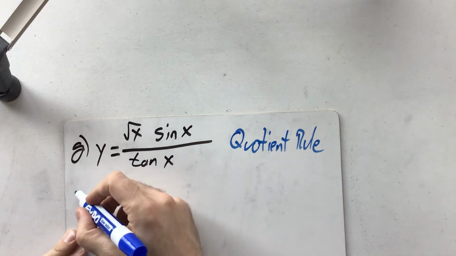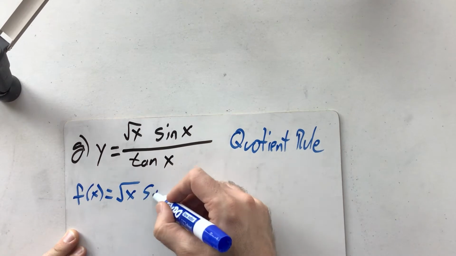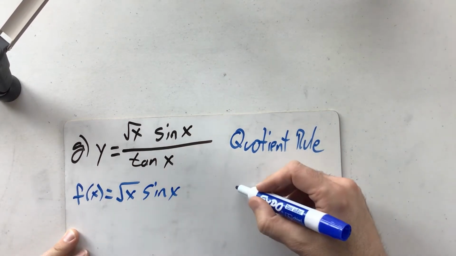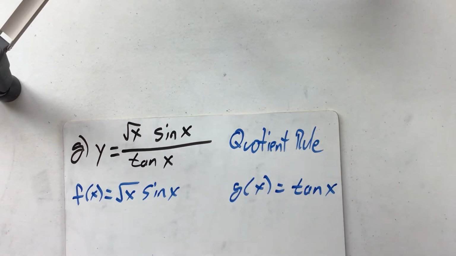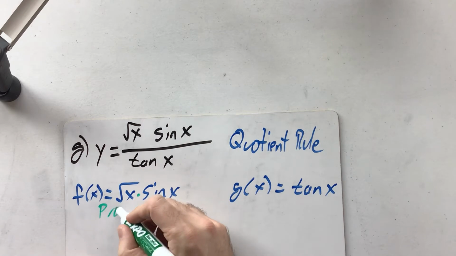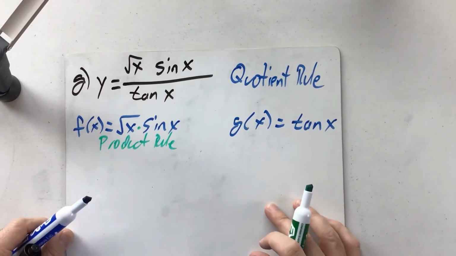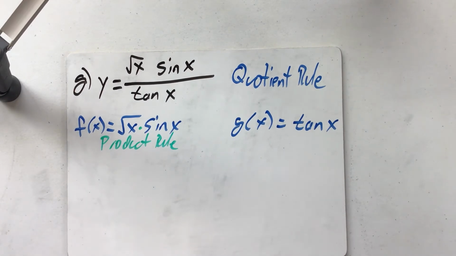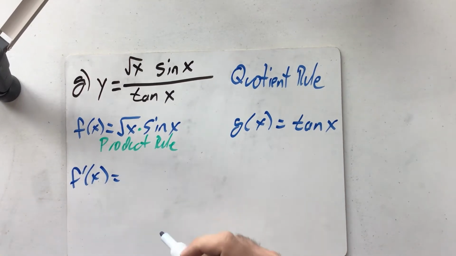We're going to have our top part, which I've been calling f of x so far, and our top part is going to be the square root of x sine of x, and then our bottom part is going to be tangent of x. Okay, now to do the square root of x sine of x, what do I have to do? Now I have a multiplication here, so I have to use the product rule to make this part go. So now my derivative here is going to have a product rule.